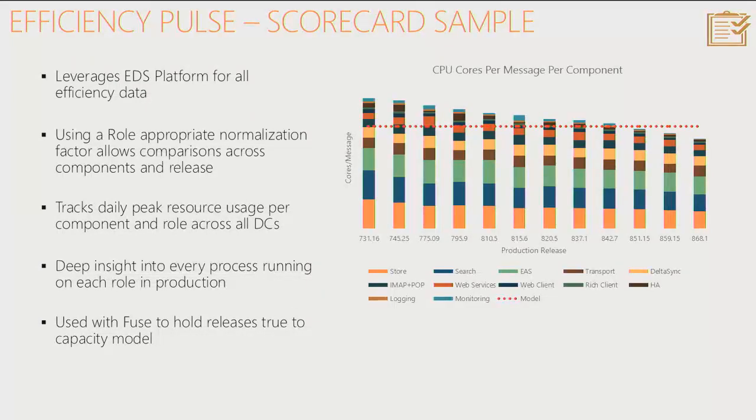It gives you deep insight into every process that's running on the roles. And then, as I showed you in the pipeline, this is the input into the fuse and the thresholds within the fuse that basically stop progressions from going further and hold us to our capacity model.